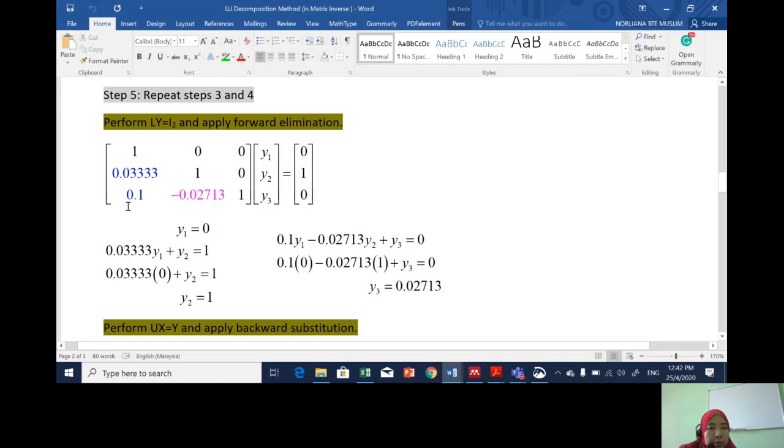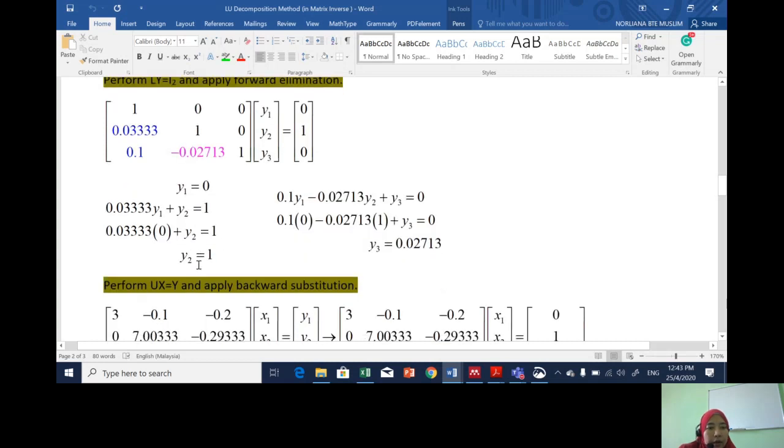Then we solve for the unknown. So we apply forward elimination here. We start by finding the value of y1 as shown here. Then write down the equation for y2. Let it equal to 1. Then solve for the unknown y2. Previously we have y1 equal to 0, so substitute, then we have the value of y2. Then from row number 3, we write down the equation as here. Let it equal to 0. Solve for the unknown y3 after we substitute the values of y2 and y1 into the equation. So we have y3, which is equal to this number.